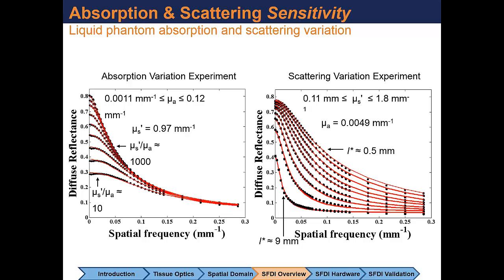Forward scattering happens very quickly, so it affects all spatial frequencies in a more broadband manner.